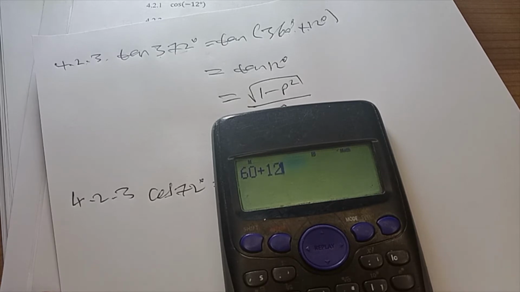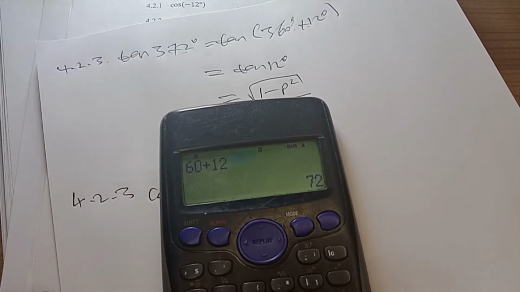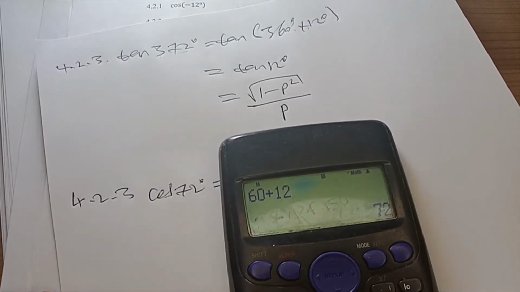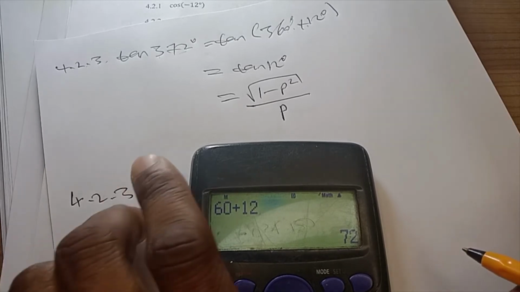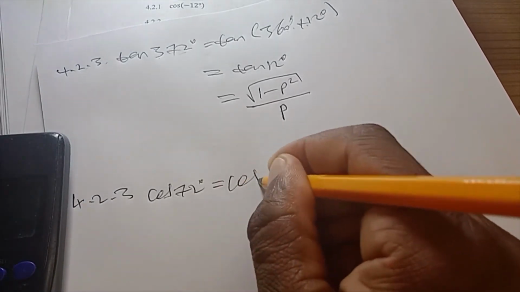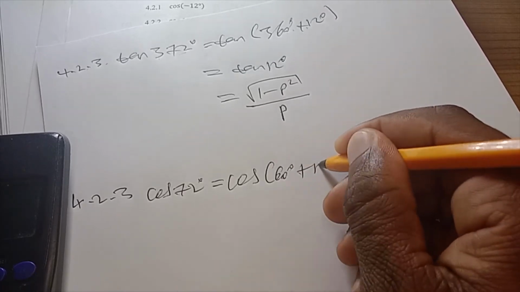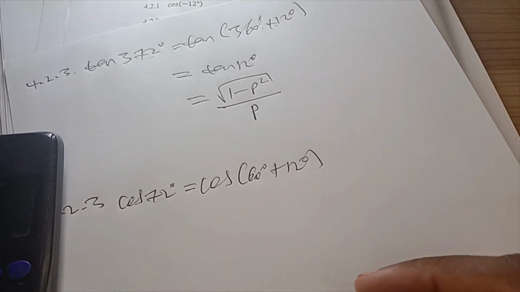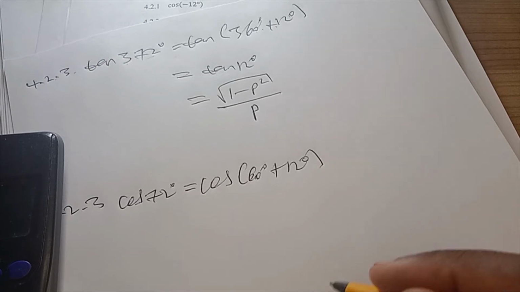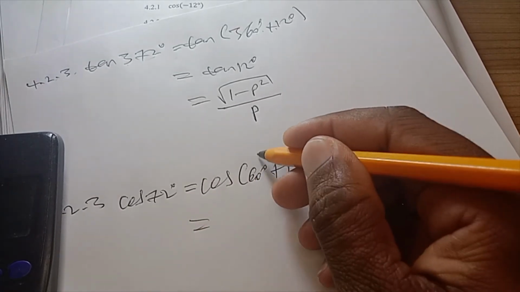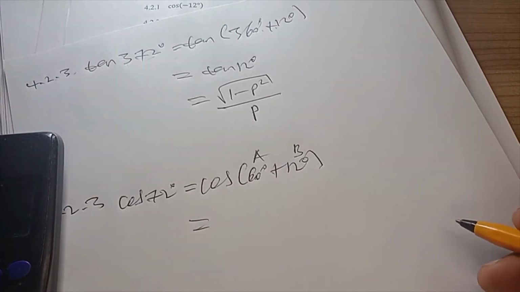Remember, 60 degrees is a special angle that we all know, and 12 degrees is a special angle in this question. They give me 72, so now I can expand this to the cos of 60 degrees plus 12 degrees. This becomes a compound angle. Here I have my A, here I have my B.